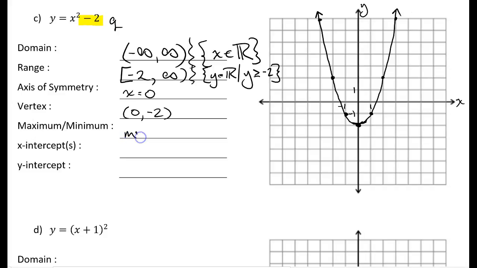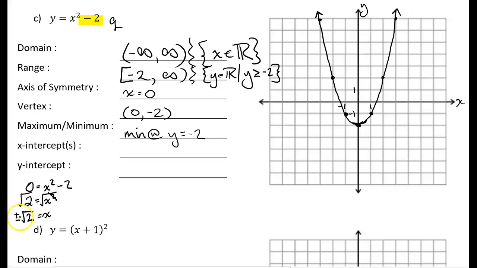Maximum and minimum: it's still opening up, so it's a minimum at y equals -2. X-intercepts, now I have 2 of them. I'm going to have to solve for them. So in this case, I'm going to plug in 0 for y, which gives 0 equals x squared minus 2. That means that 2 is x squared. Take the square root of both sides. That leaves you with x equals plus or minus the square root of 2.